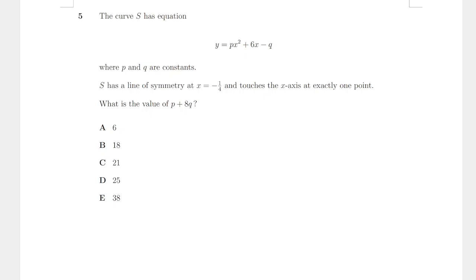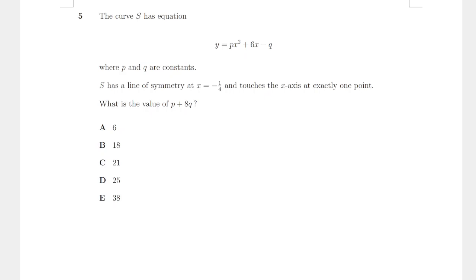Okay, so if we know a quadratic has a line of symmetry at a certain x value, what does that tell you? That tells you that the x-coordinate of the turning point is exactly that, right? So for example, the x-coordinate of the turning point of this quadratic is negative a quarter. That's a very useful piece of information. So off we go.